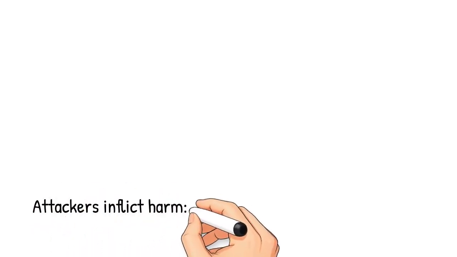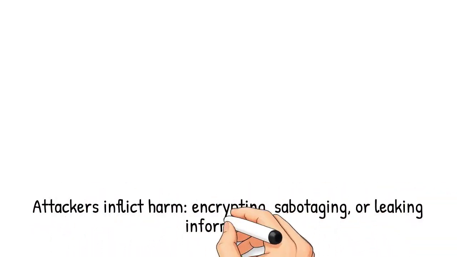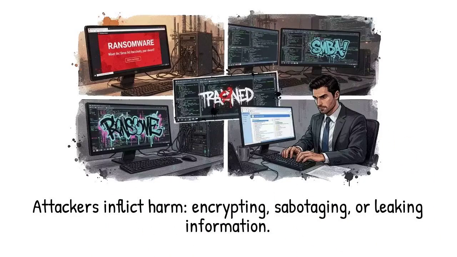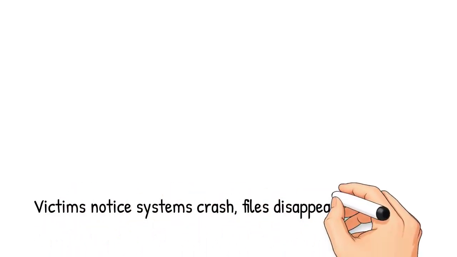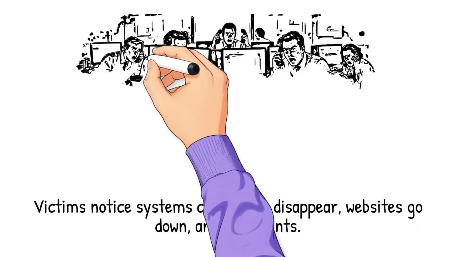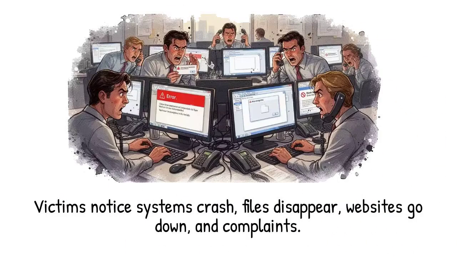Stage 7. Impact, the final blow. Depending on the attacker's motive, the final stage varies. Ransomware attackers encrypt systems and demand payment. Nation-state attackers sabotage infrastructure or steal secrets. Hacktivists deface websites or leak documents. Insiders delete data or disrupt operations. This is the moment the victim realizes something is wrong. Systems crash, files disappear, websites go offline, customers complain, the attack is no longer silent.